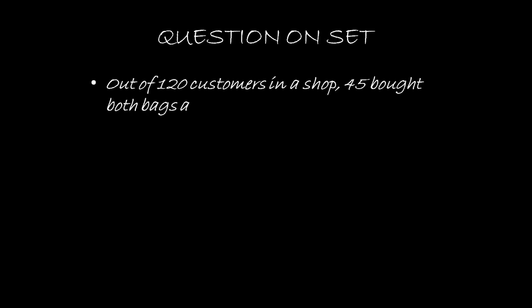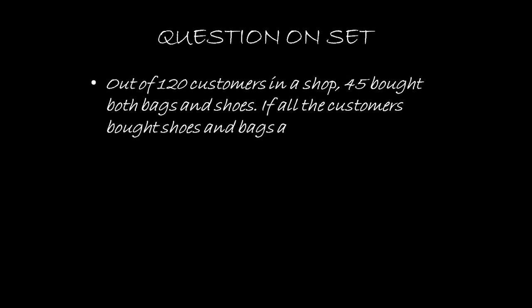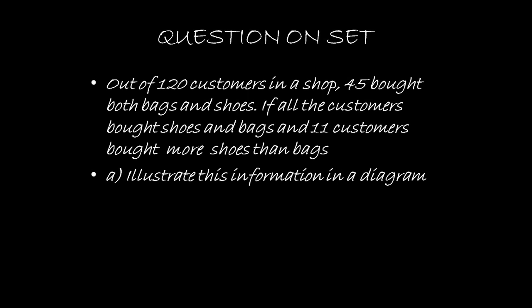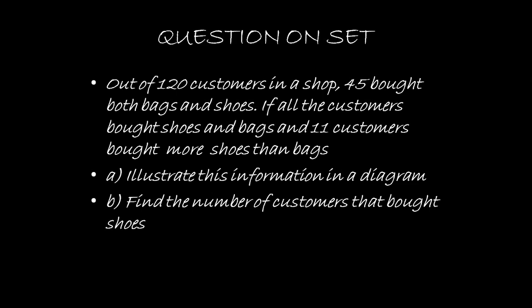And we're having a question before us on sets. The question goes thus: out of 120 customers in a shop, 45 bought bags and shoes. If all the customers bought shoes or bags, and 11 customers bought more shoes than bags: A. Illustrate this information in a diagram. B. Find the number of customers that bought shoes.